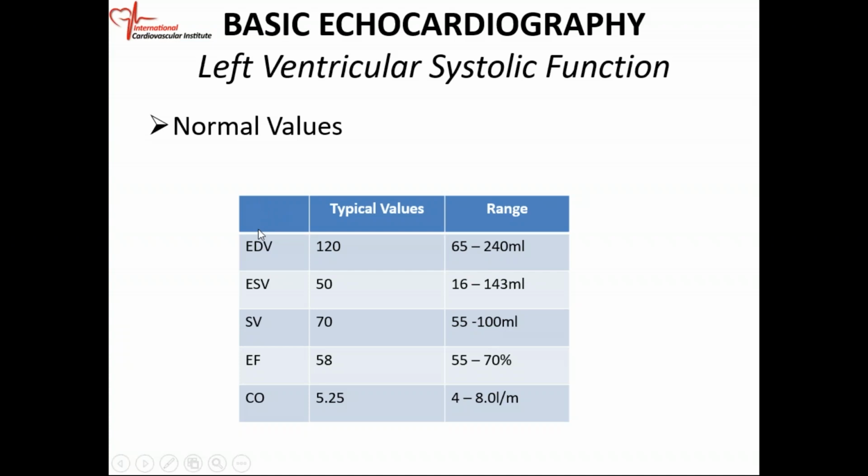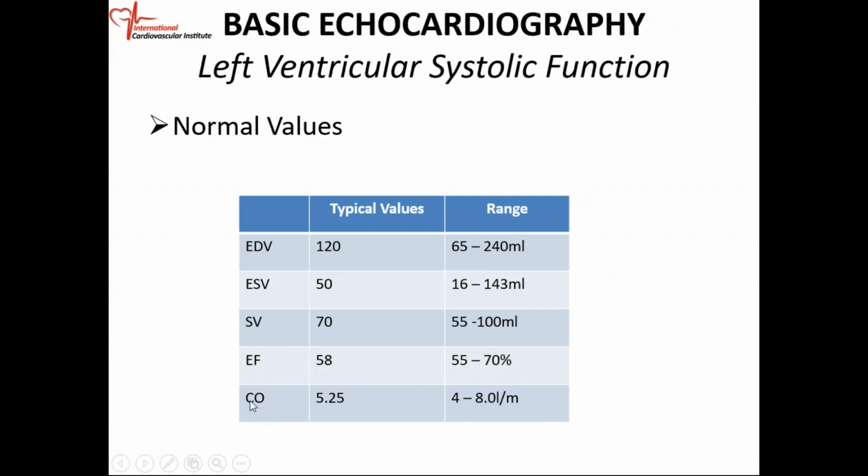So these are some normal values. For end diastolic volume, typically it's about 120 mLs. The range is about 65 to 240. The end systolic volume is about 50, but the range is from 16 to 143. Stroke volume, which is the volume of blood that's pumped out of each ventricle per beat, is about 70 mLs, and the range is about 55 to 100. The ejection fraction range is about 55 to 70%. Okay. Typical value is about 58, 60%.